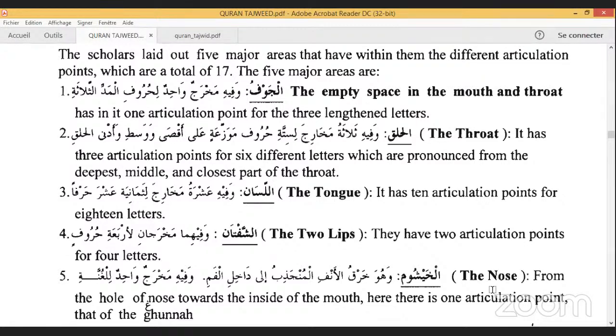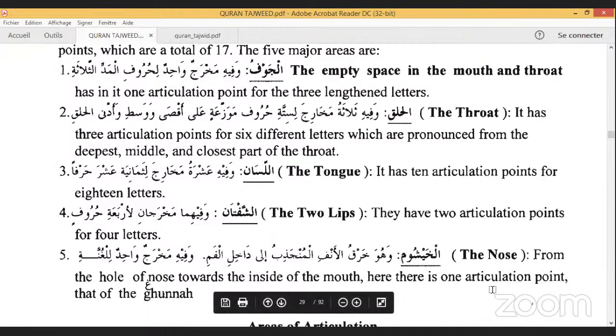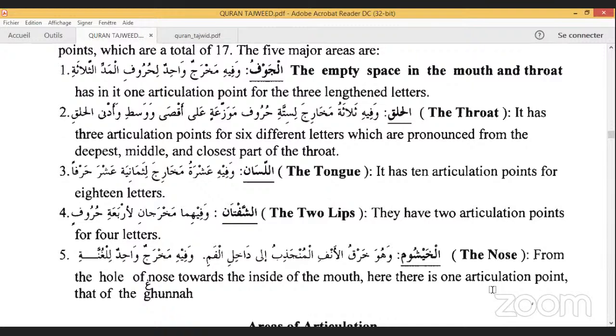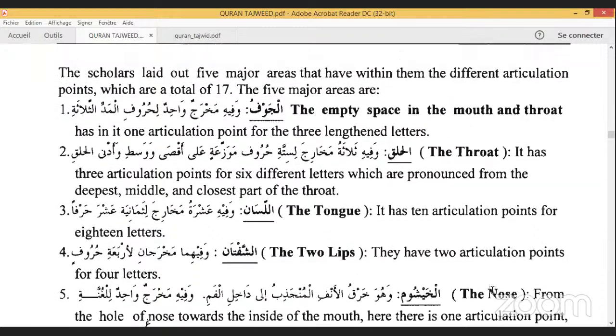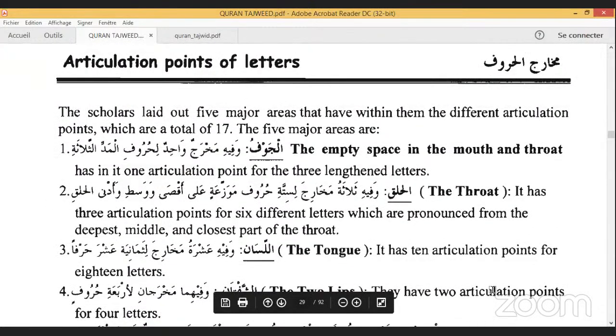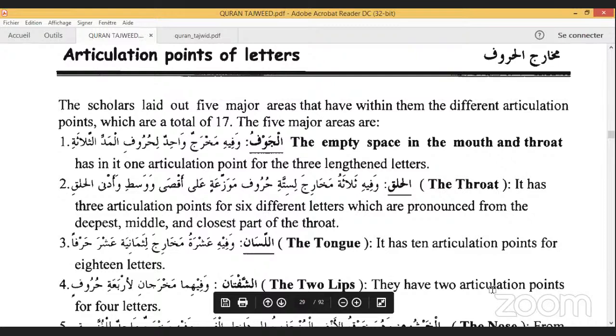The nose, from the hole of the nose towards the inside of the mouth, it is one articulation point, which we call الغنة. Ghunna comes from the nose. So, brother and sister, in general, as the scholar says, we have five major areas.